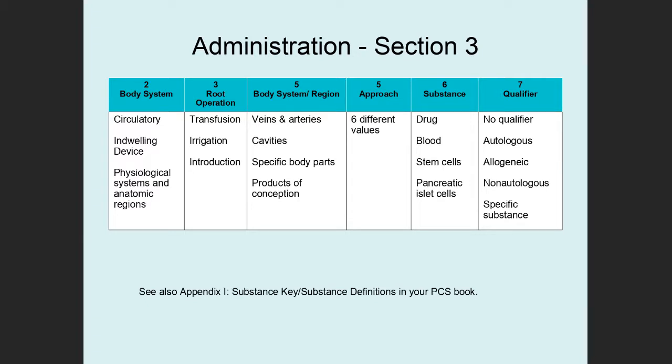The substance being administered can be a drug, it can be a blood product, it can be stem cells, or it can be pancreatic islet cells. The qualifier often is no qualifier, but you also have a description of the kind of blood cells or pancreatic islet cells, from the patient or not from the patient, or it might also be a specific substance in the case of a drug. You might also want to take a look at Appendix I, the substance key, in your PCS book, where you can look up a specific drug and it tells you which substance value to use.